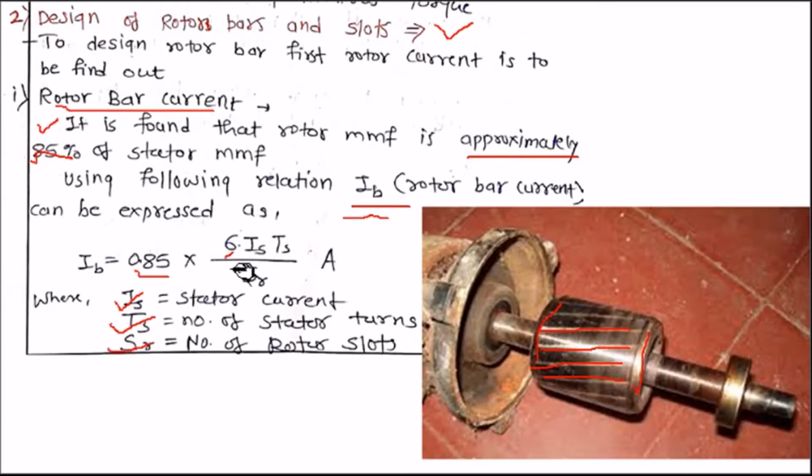And you know why this 6 is multiplying here? Because 6 is nothing but number of phases 3 into 2, which is 2 coil sets. So 3 into 2 equal to 6. So here we have calculated IB, which is rotor bar current.